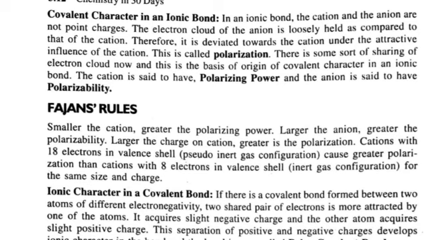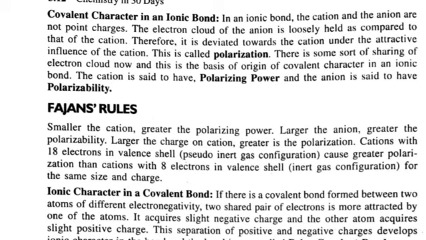Now let's discuss Fajan's rule. Smaller the cation, greater the polarizing power. Means if we have a small cation and a large anion, the polarizing power will be maximum. Larger the anion, greater the polarizability. Definitely if we have a larger anion size, then there will be greater polarizability. Larger the charge on the cation, greater is the polarization.